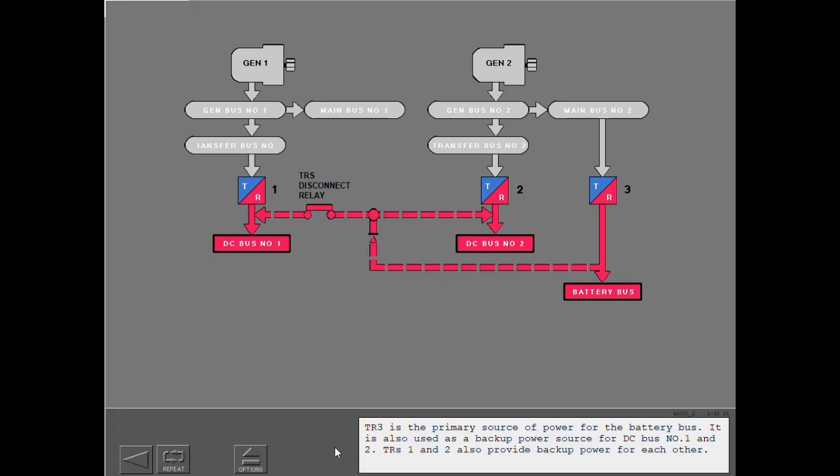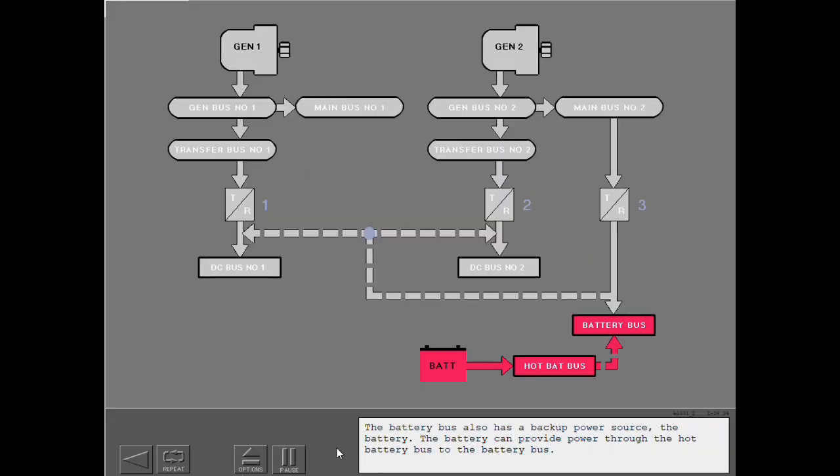TR3 is the primary source of power for the battery bus. It is also used as a backup power source for DC bus number 1 and 2. TRs 1 and 2 also provide backup power for each other. The battery bus also has a backup power source, the battery. The battery can provide power through the hot battery bus to the battery bus.